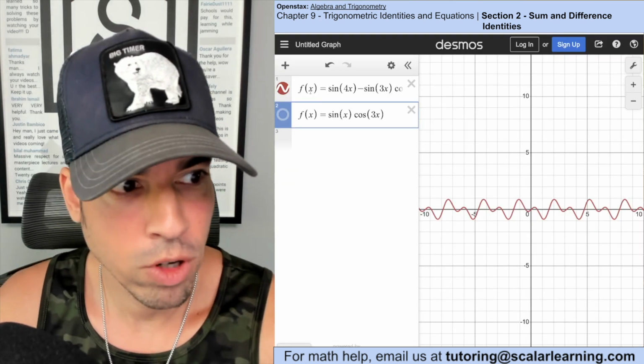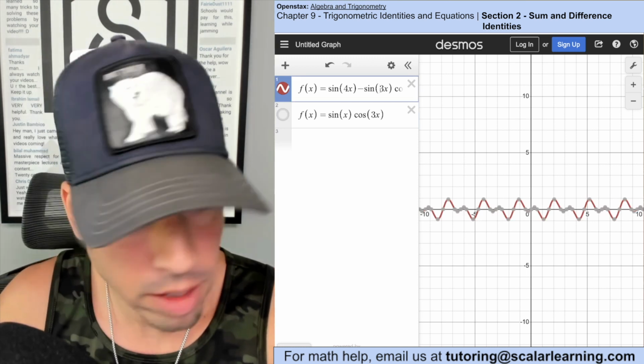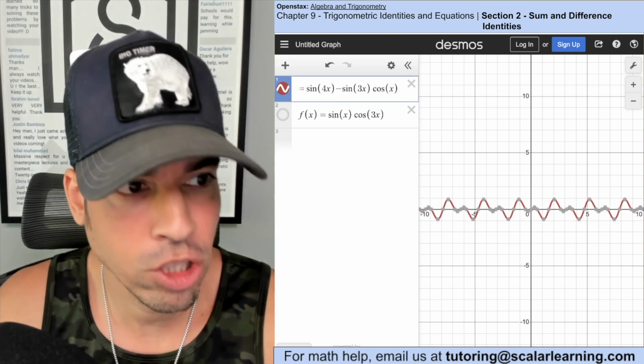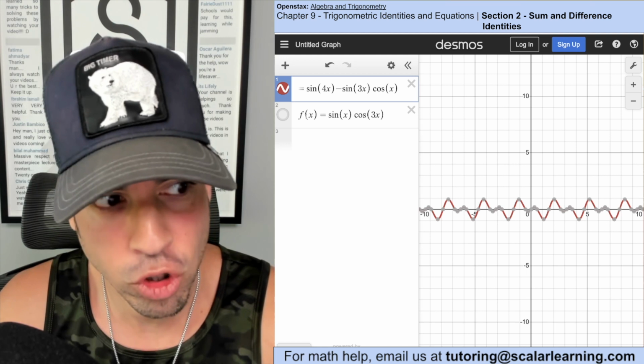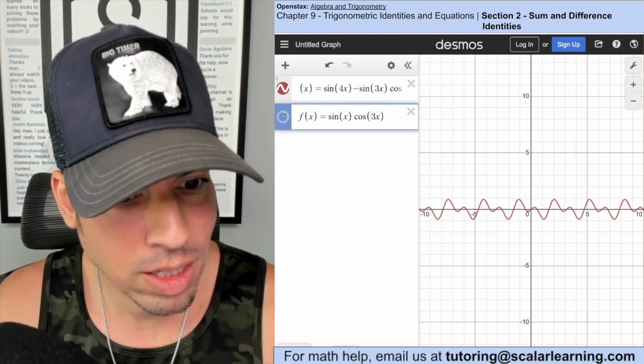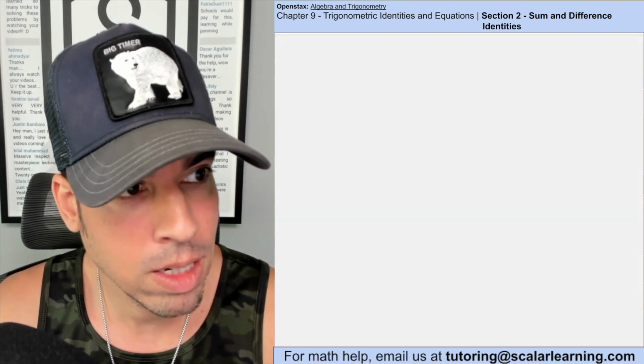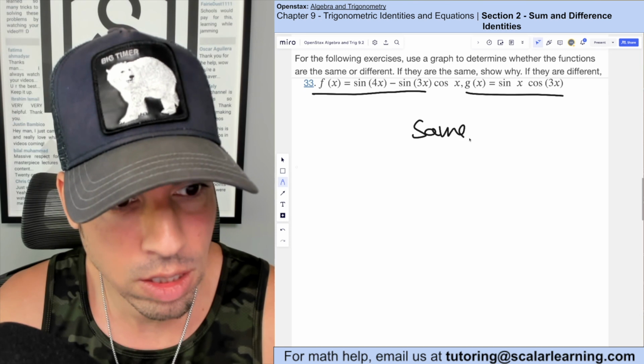So here's the first function, f of x equals sine of 4x minus sine of 3x, and as we kind of move it over, cosine of x, just like how it's presented in the book. And then here's the second function, which is g of x, but here I just left it as f of x again. And when I bring this in blue, look, it's right on top of the red. That means that these functions are indeed the same.